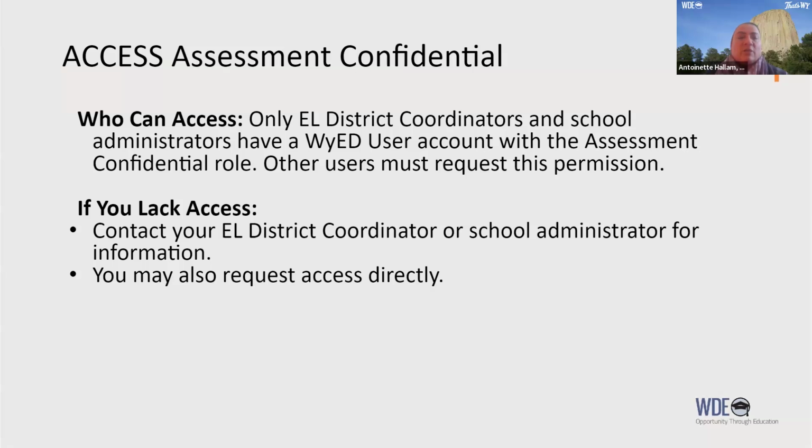So if educators do not have access to the portal, then those people who have access will need to share the information in the portal with those educators. If you would like other people to have access, you definitely can request additional people in your district.